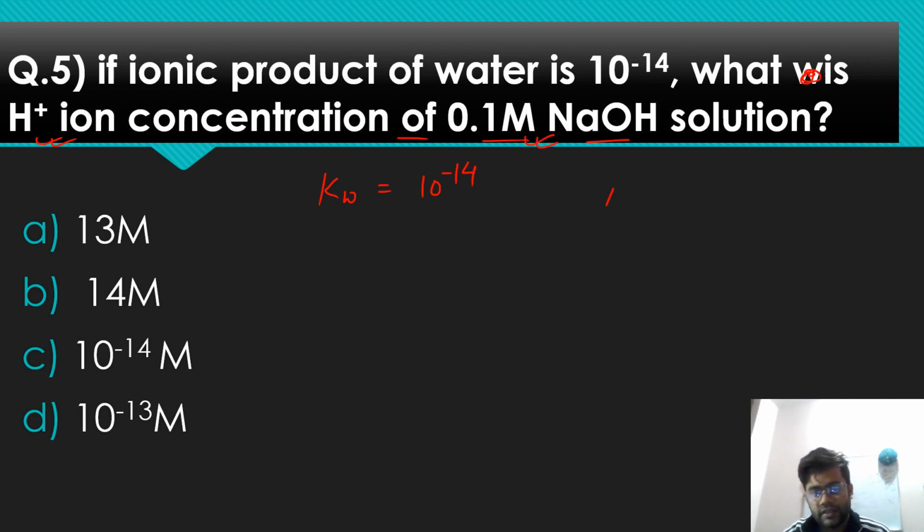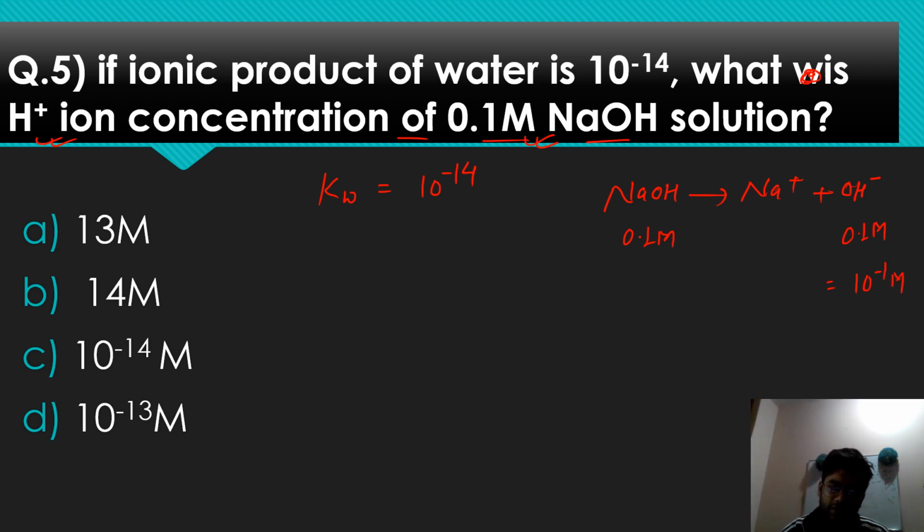First of all, we have to calculate the OH minus concentration from this NaOH. We know that NaOH dissociates completely into Na plus and OH minus. And here the concentration of NaOH is 0.1 molar and the concentration of OH minus is also 0.1 molar. It means the concentration of OH minus is 10 to the power minus 1 molar. For this, we know that H plus into OH minus is the ionic product of water, and it is equal to 10 to the power minus 14.